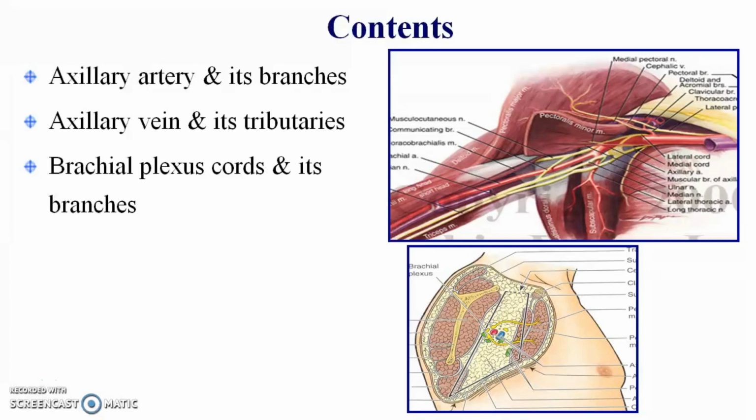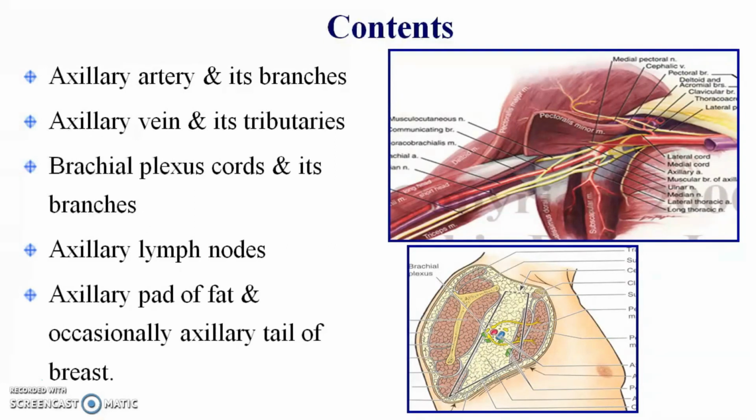Then we will be having major nerve, that is brachial plexus with its cords and its branches. Then we will be having axillary lymph nodes and also axillary pad of fat, and sometimes axillary tail of breast will also be seen in this particular axilla region. About these contents, we will see in detail in the upcoming slides.